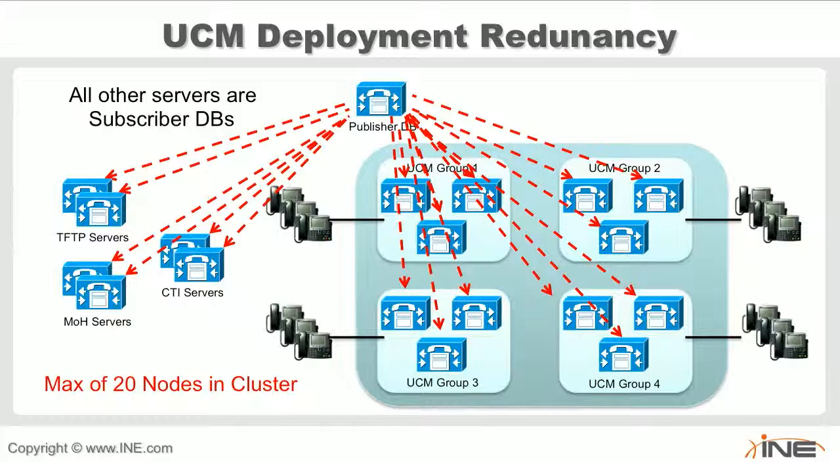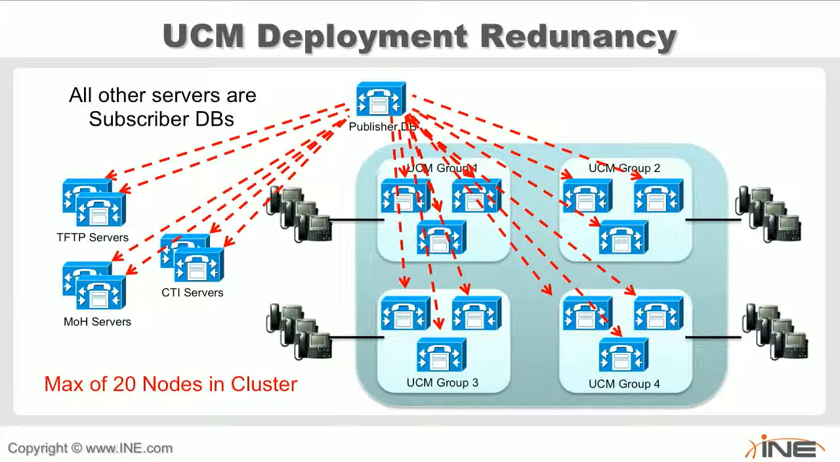We typically, in a very large environment or deployment, would not have any of our call processing nodes also doing the work of things like TFTP serving or music on hold or CTI. And so in a very large deployment, a single large deployment can hold up to 30,000 IP phones.